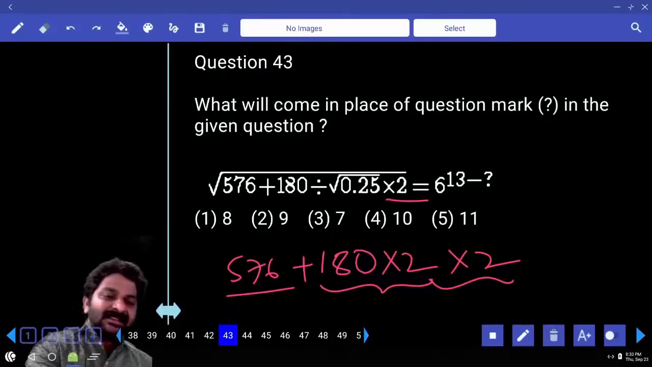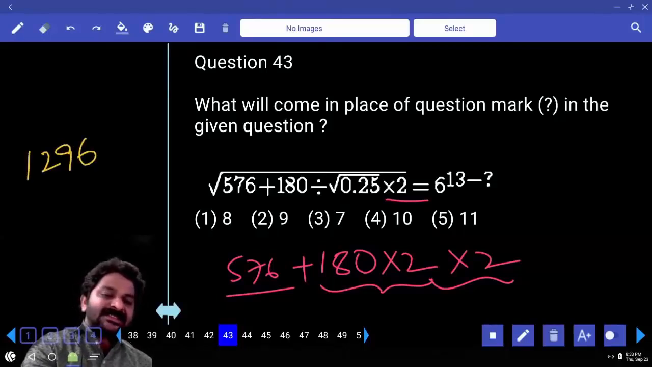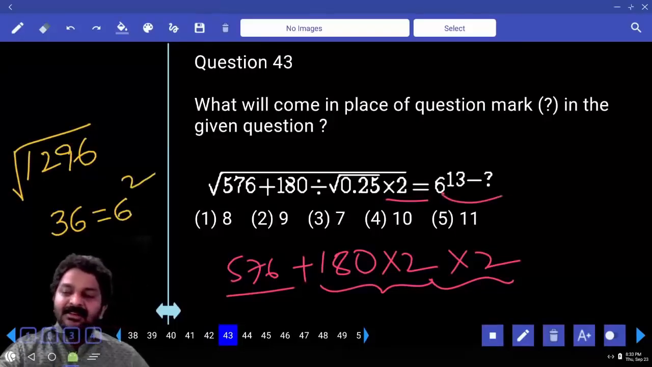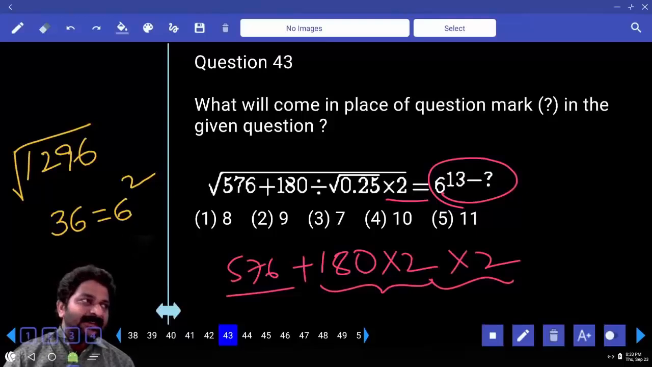That is 1296 under root value. This is 36 square only. 36 can be written as 6 square. 6 to the power of 13 minus which number will give you 6 square? 11. Fifth option answer.